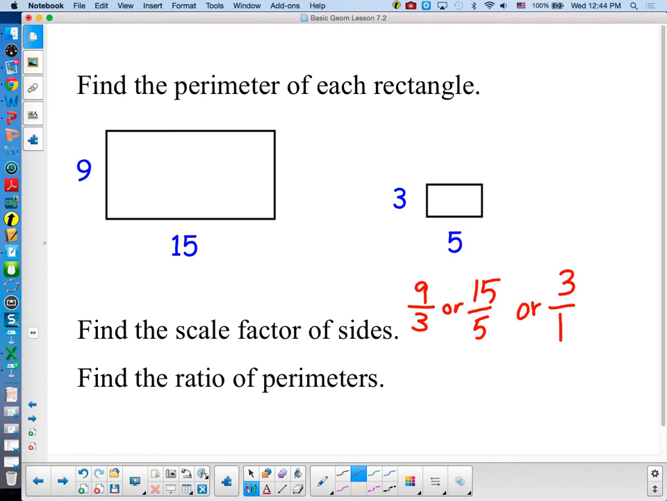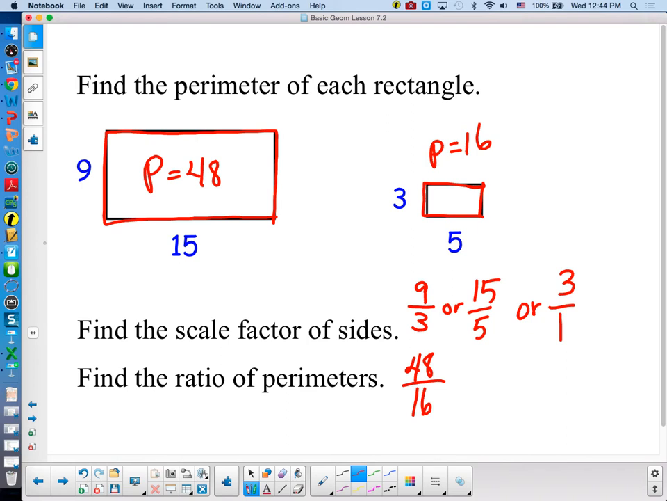Okay, now let's find the ratio of perimeters. Let's find the perimeter of each one and see what their ratios are. Okay, what's the perimeter here? 15 plus 9 plus 15 plus 9, 48. Okay, perimeter here, 5 plus 3 plus 5 plus 3, 16. So if we compare the perimeters, we've got 48 compared to 16.